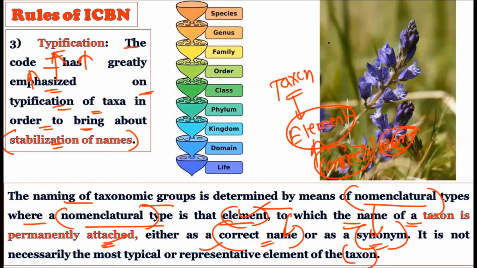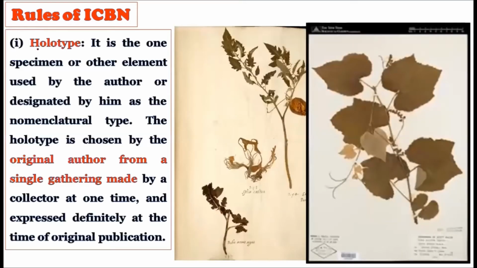Most of the time we do not find any typical or representative element, because the majority of the time plant species do not show any speciality to attach a particular element to it. In such a case we use typification. See how we can use the typification. The very first is the holotype.